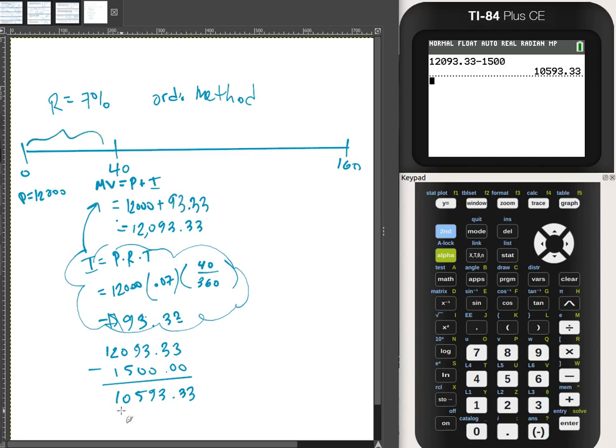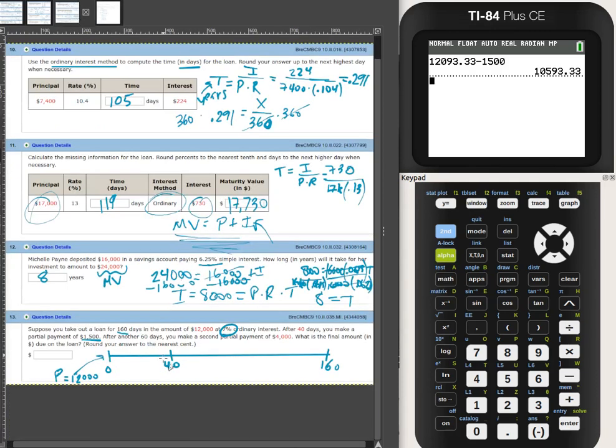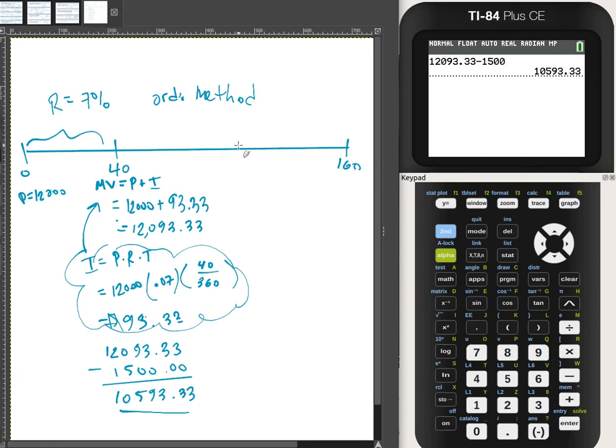Now we're calculating the interest carrying on from this amount, from the $10,593. So we make, after 60 days, another partial payment of $4,000. So after 60 days, we're going to be on day 100. But what is important for us is the amount of time that has gone by here, which is 60 days. That's the amount of time that we are getting more interest. We don't want to say the amount of interest for 100 days because this first 40, we already calculated interest for that. That's in the past. It's done with. We don't care about it. We're calculating interest for these 60 days.